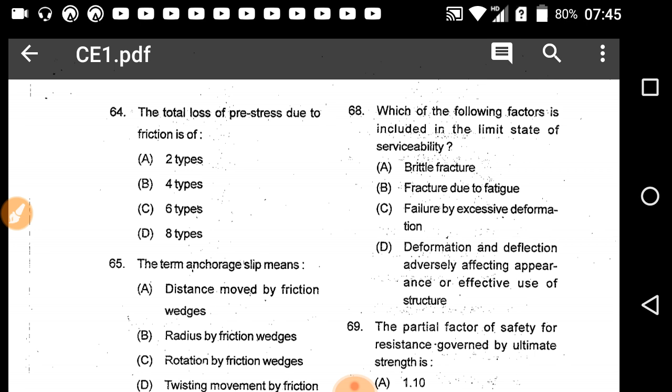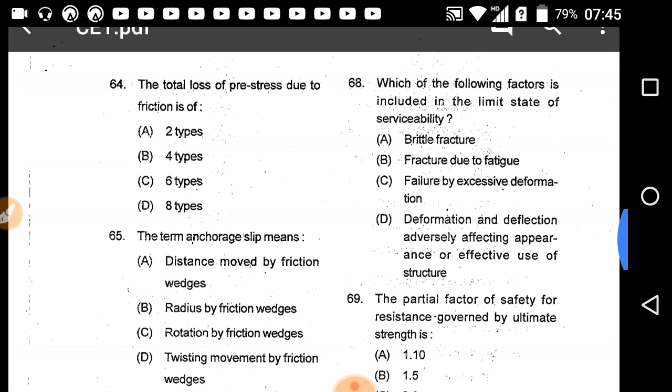Two types means loss of pre-stress due to effective curvature and loss of pre-stress due to wobble effect, and frictional losses can be reduced by over tensioning the tendons. First, the loss of pre-stress due to effective curvature. Second, the loss of pre-stress due to wobble effect. So two types of friction here.